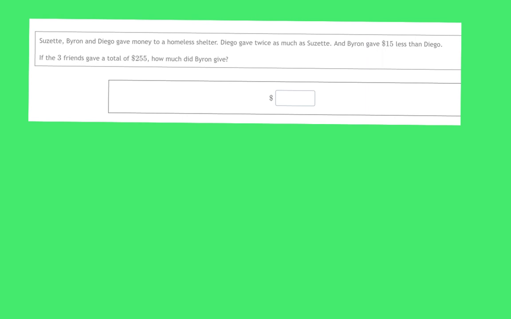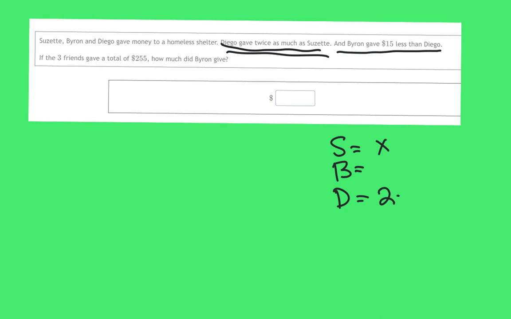Well, first I'm just going to use their initials to determine how much they gave individually. So Suzette, Byron, Diego. And it says Diego gave twice as much as Suzette, and Byron gave 15 less than Diego. And it never says how much Suzette gave, but we can let how much Suzette gave just be X. And then if Diego gave twice as much as Suzette, Diego gave 2X. And if Byron gave 15 less than Diego, we just have to take Diego's and take away 15.